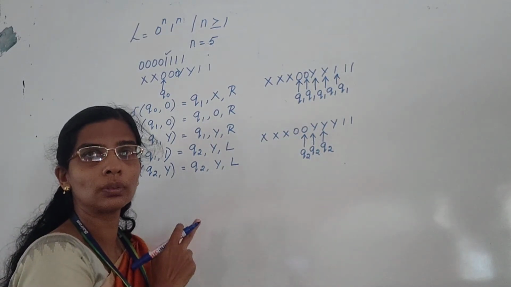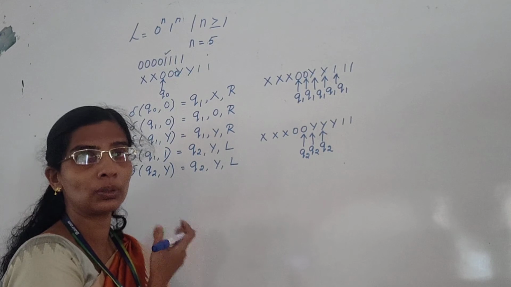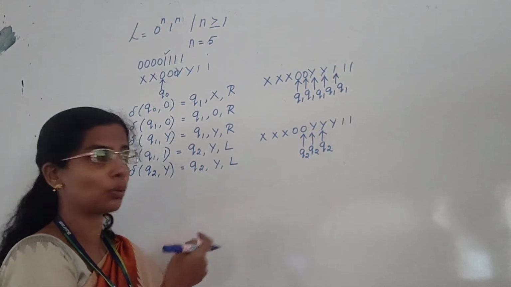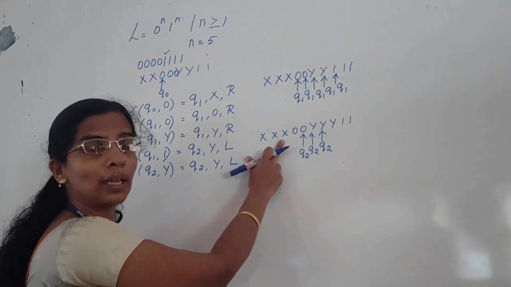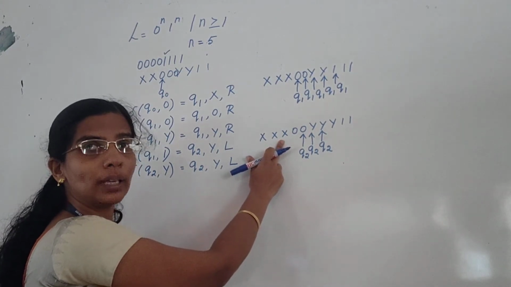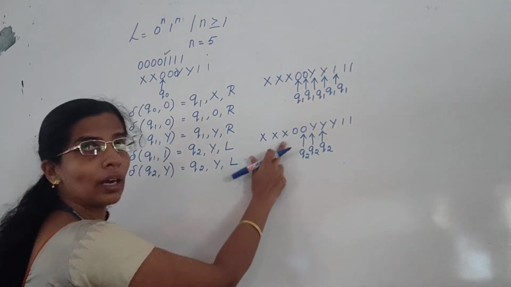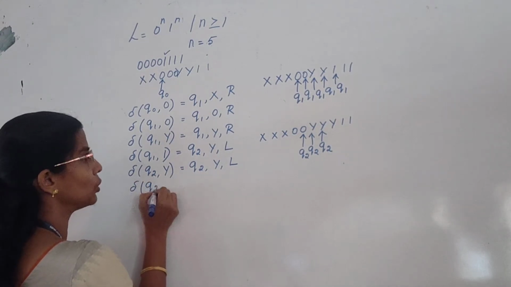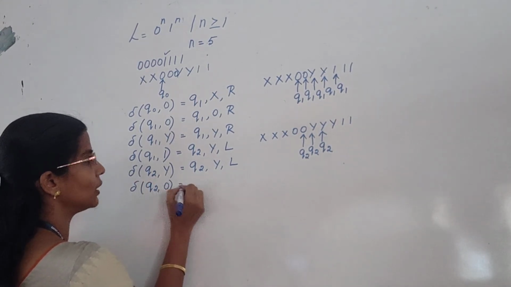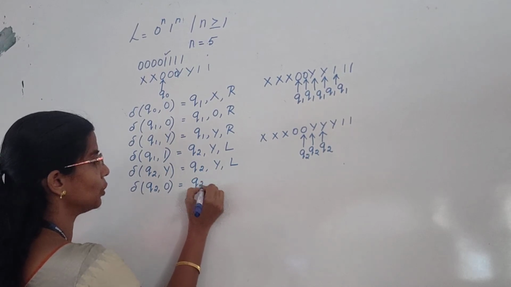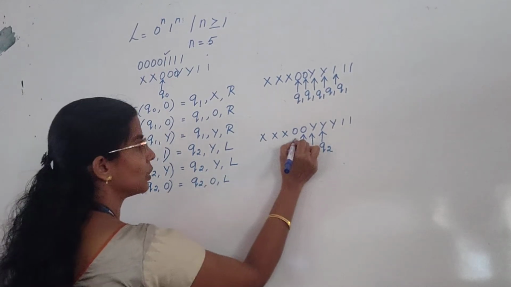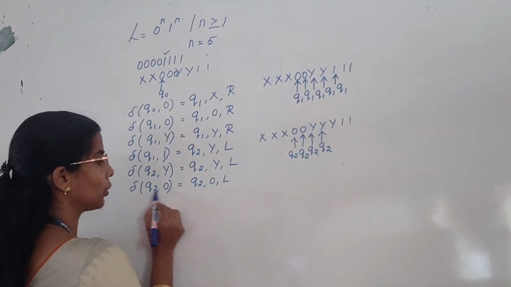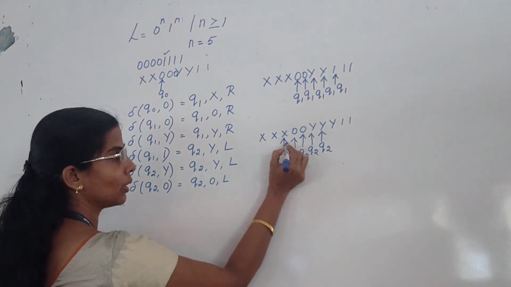Right? Q2 comma 0. You got a 0. As I said, I don't know whether this is the first 0 or an in-between 0. What I need is the first 0, so travel till you reach your X, and then you can take right. So delta of Q2 comma 0 is equal to Q2 0 left. Again Q2 comma 0, use the same transition, it is left.